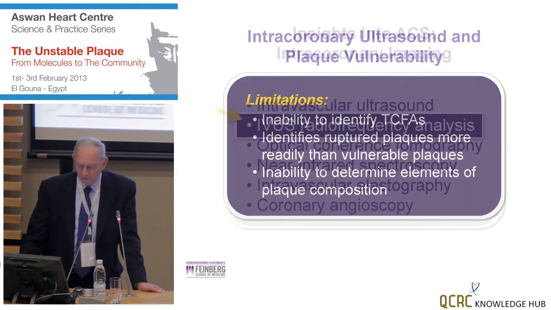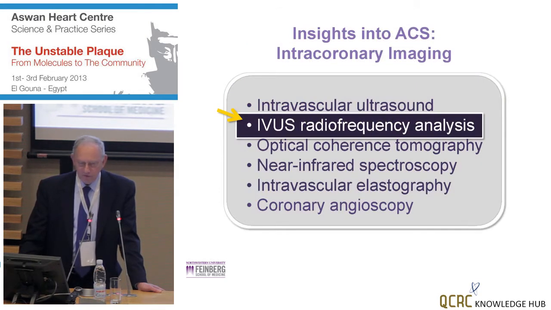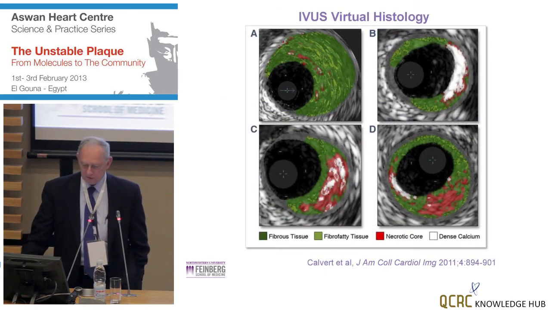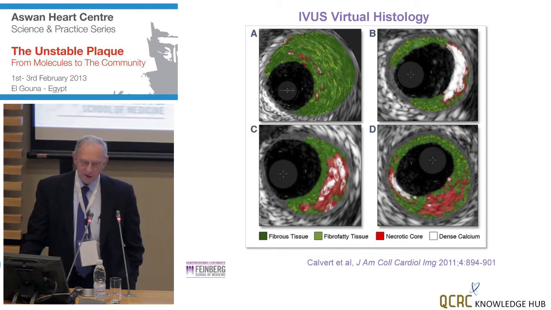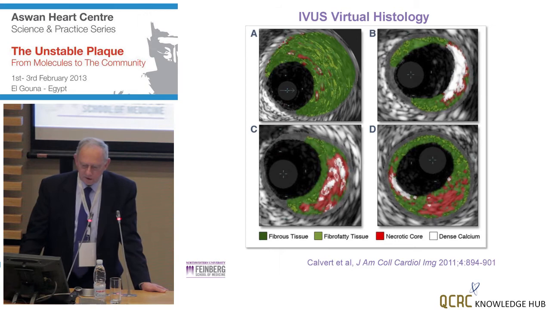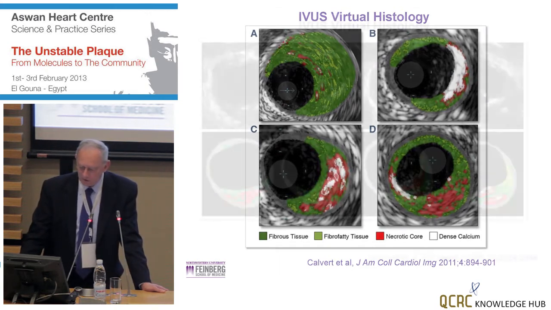and has an inability to determine elements of plaque composition. However, using radiofrequency analysis with IVUS, one gets more information regarding the characteristics of the plaque itself, regarding fibrous tissue, fibrofatty tissue, the necrotic core, and dense calcification. As discussed yesterday, the validation of this has been quite well worked out with IVUS, less so with CT, but CT is rapidly evolving for this purpose also.